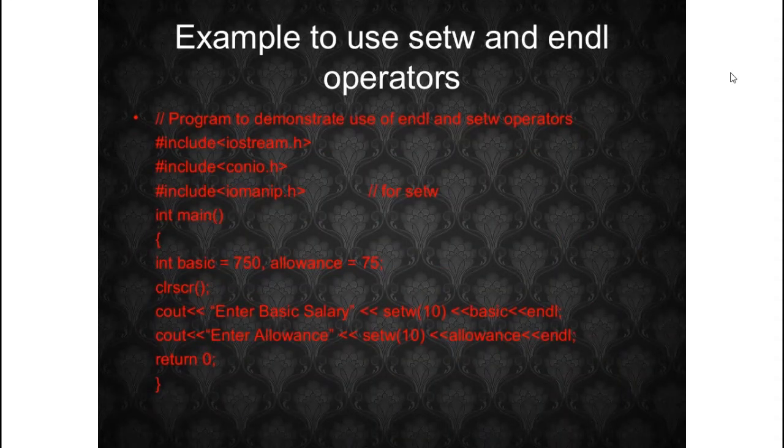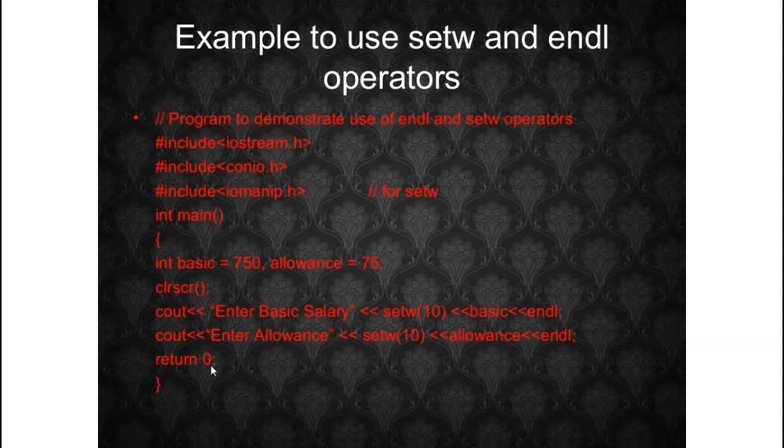Example to use setw and endl operator. The program is as follows. To use setw, we need to include a header file known as iomanip.h. int main, int basic equals 750, allowance equals 75.